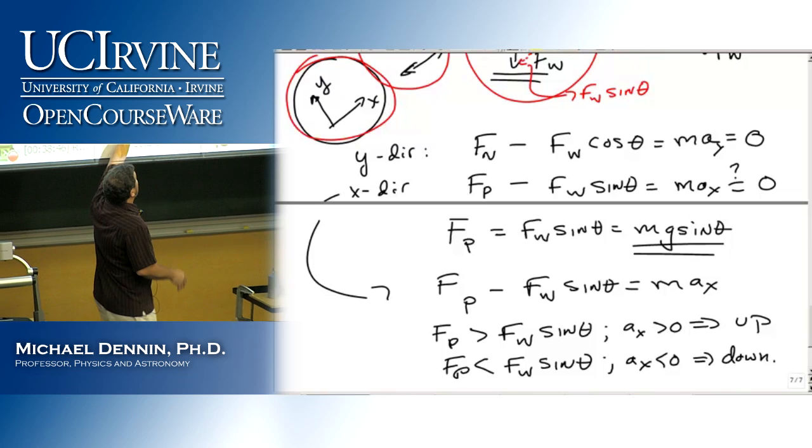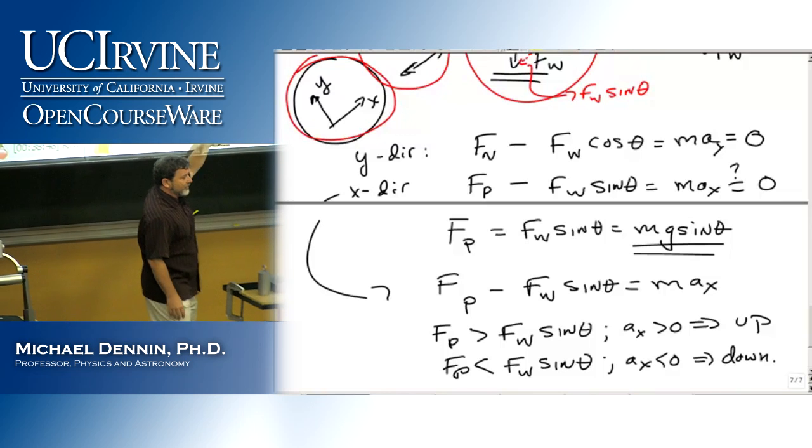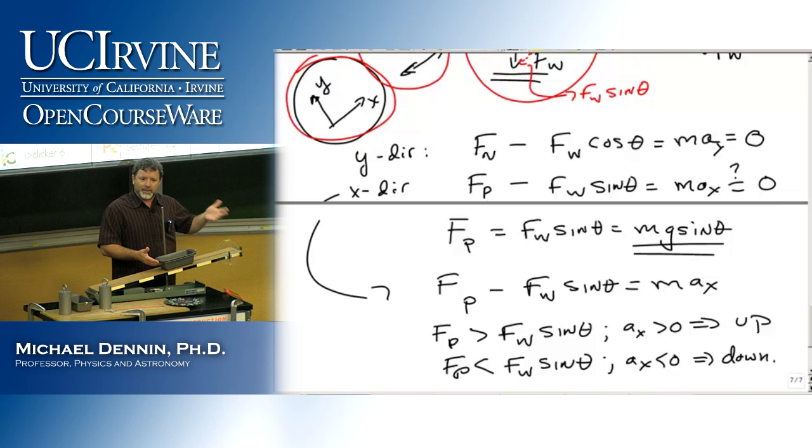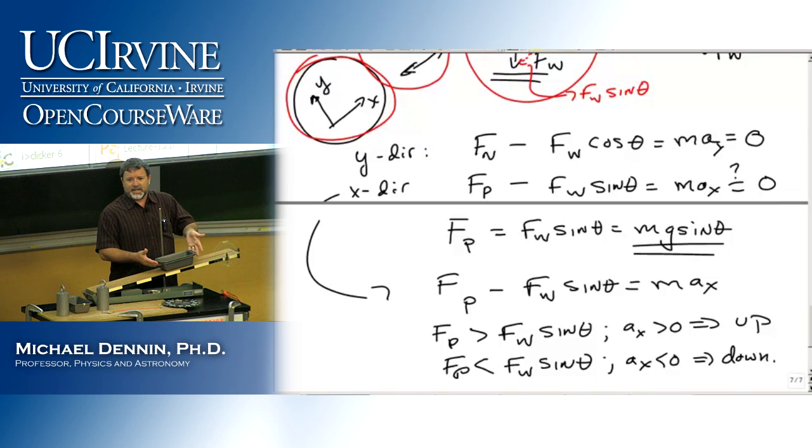With no friction, it accelerates either up the ramp or down the ramp unless I hold it with exactly the right force. Once I'm holding it with exactly the right force, then it just stays there with no acceleration. If it's a little less, gravity wins and it slides down. If it's a little bit more, I win and I push it up.